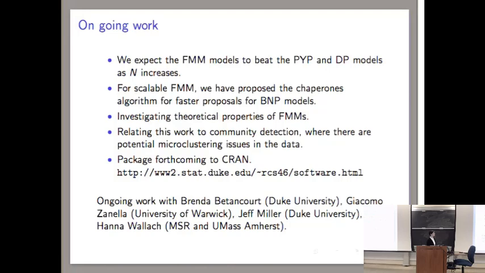There's related work to this in community detection, where you're breaking things down into modular clusters. This is in the networks literature. And so we're looking at potential microclustering models and issues here regarding the data. There's also a package regarding this forthcoming.